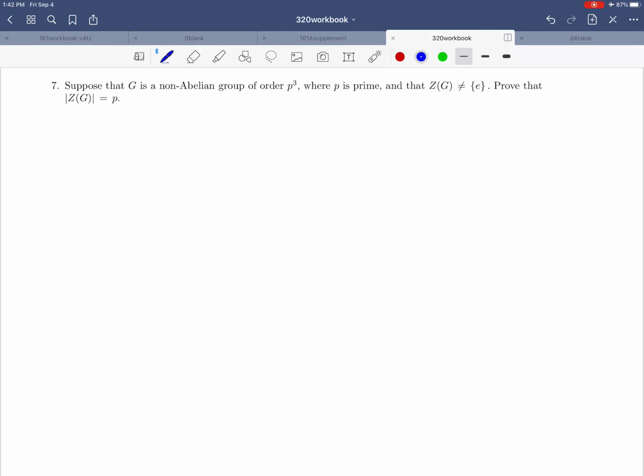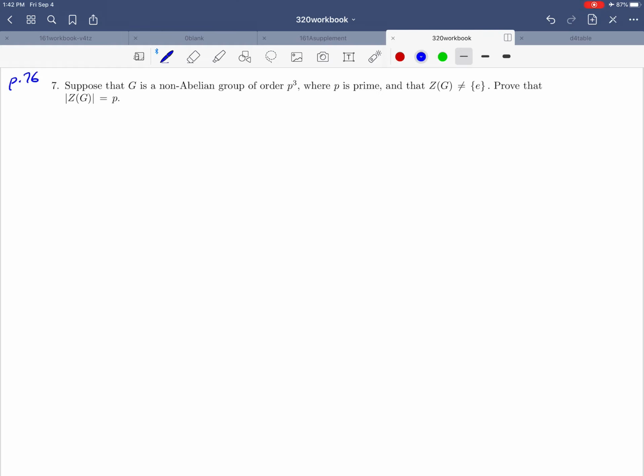Hello everybody, and welcome to exercise 7 on page 76 of the workbook. Let's take a minute to read this together. Suppose that G is a non-abelian group of order p cubed, where p is prime, and that the center of G is not equal to the identity element. We'd like to prove that the order of the center is equal to p.